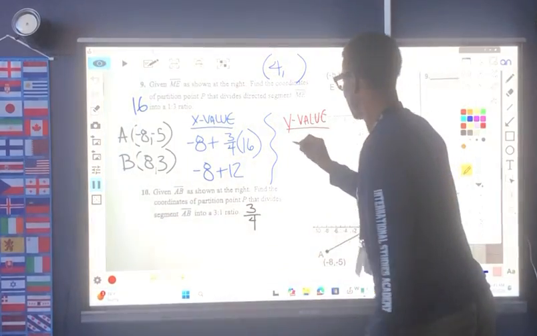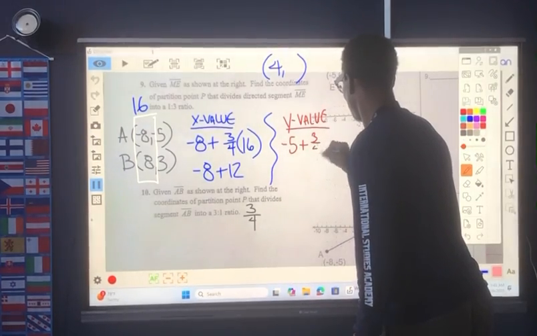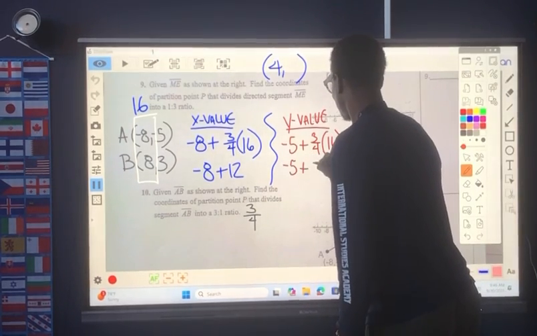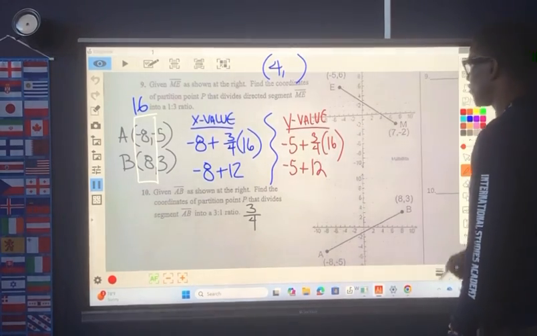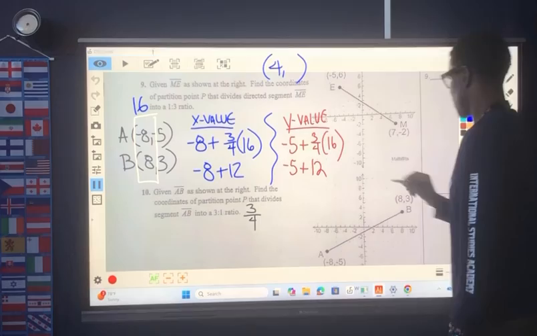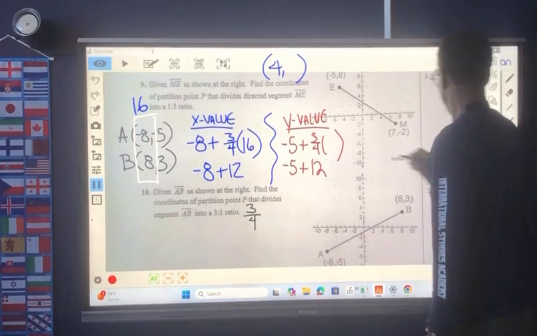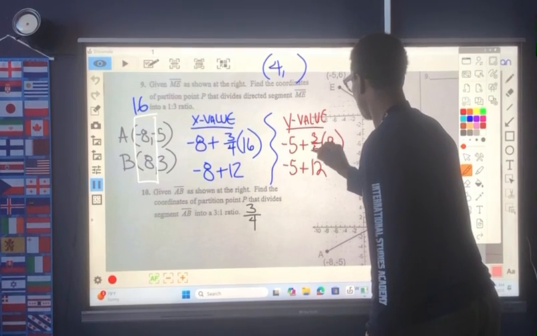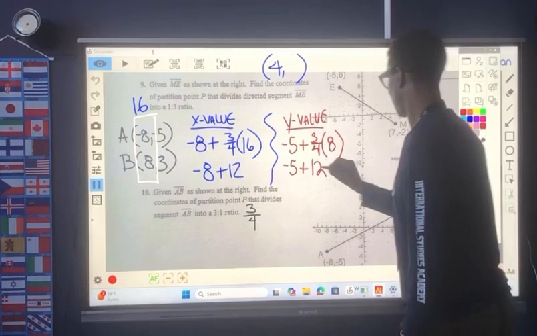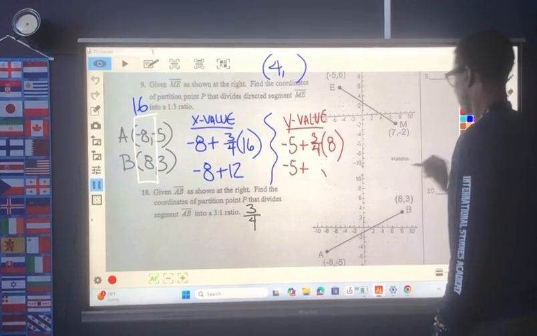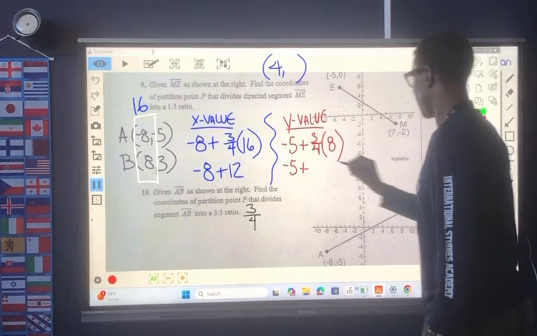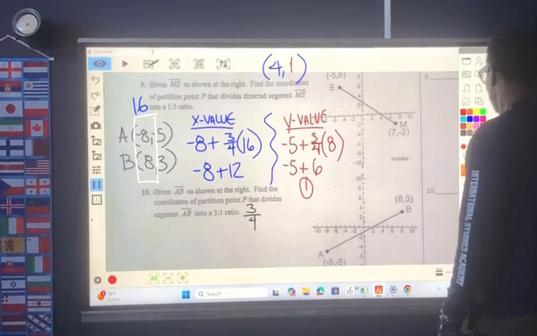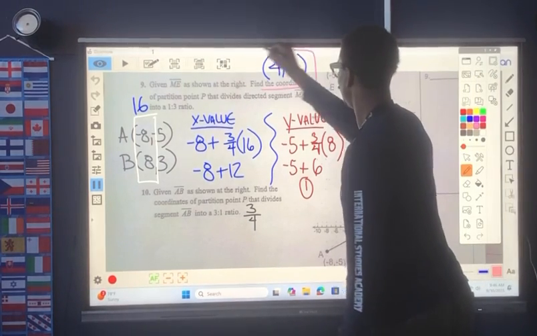On the Y value side of the game, -5 plus 3/4 of the distance. What was the distance? 8. Sorry, 3/4 of 8. What's 3/4 of 8? 6. So you have -5 plus 6. Clearly we know that that's going to be a 1. So your answer is 4 and 1.